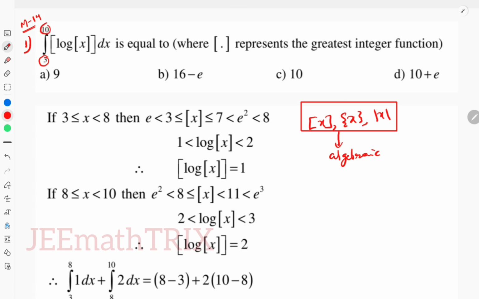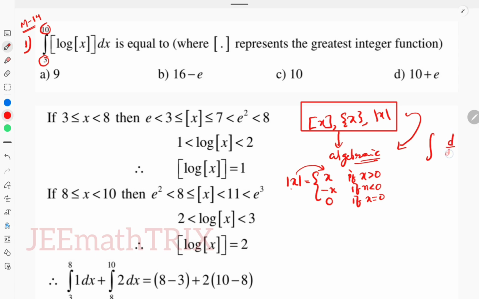Before we enter into that, let's see how we generally convert these special functions into algebraic form. The definition of modulus of x is: you replace mod x as x if x is a positive quantity, and you replace mod x as minus x if x is a negative quantity, and it will be 0 if x equals 0. Unless we convert these three functions into algebraic form, we may not be able to apply integration, or to do differentiation also. So for both of that, we need to convert them into algebraic form.